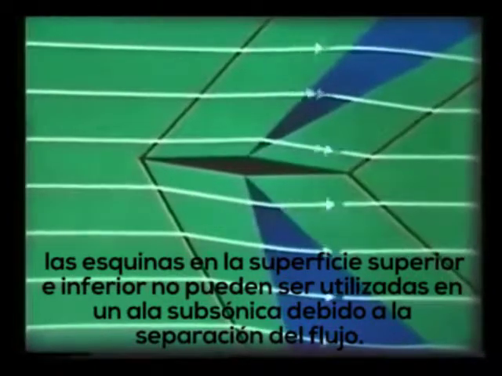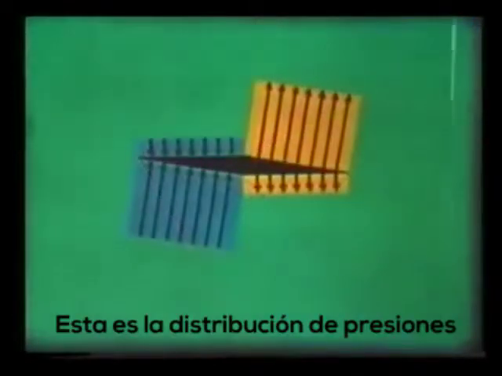The sharp corners on upper and lower surfaces couldn't be used on a subsonic wing because of flow separation. This is the pressure distribution. This area once more represents the lift, which again acts at the midpoint.